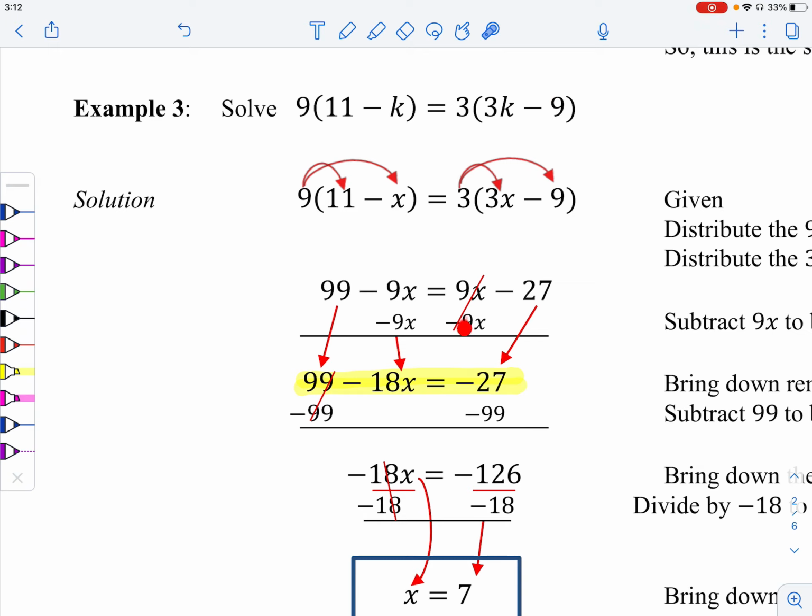And we subtract 9x, right? Subtract the right side x's first, then you do it to both sides. Now we have our two-step equation. Get rid of your 99, friends. Divide by negative 18, and you have your solution.